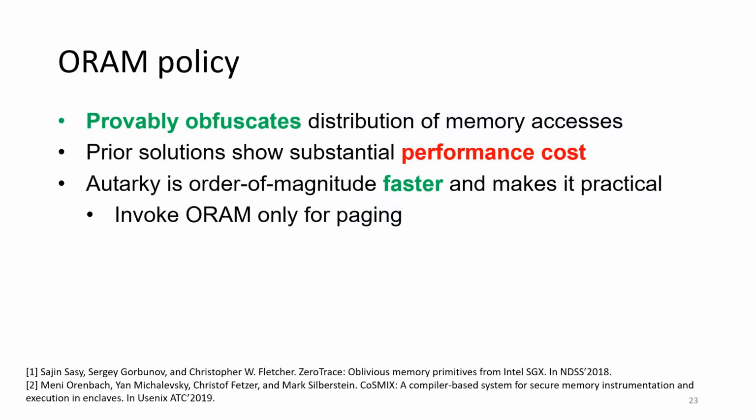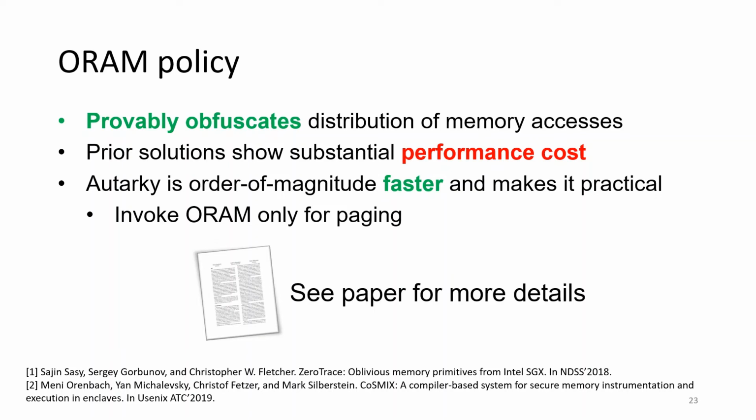One notable example is Oblivious RAM, or ORAM in short, a well-established cryptographic primitive that was used by prior works to provably obfuscate the distribution of all memory accesses. These works reported a substantial performance cost for using ORAM. Unlike them, Autarky is orders of magnitude faster, since it invokes ORAM only for paging and not on every memory access. And we refer you to our paper for more details on how Autarky supports ORAM.